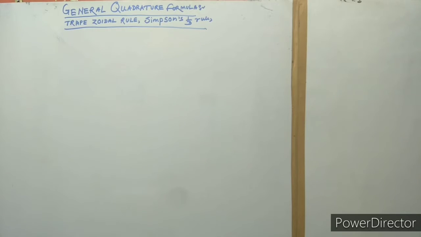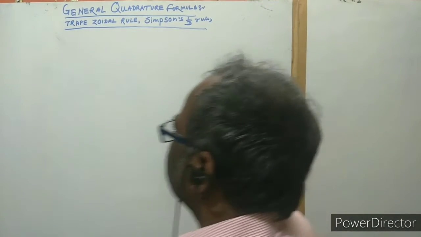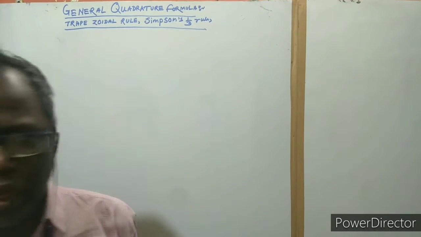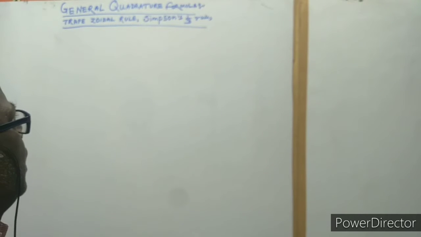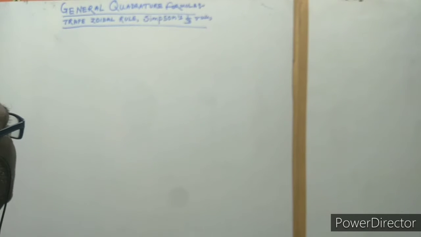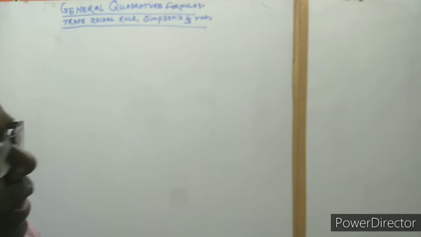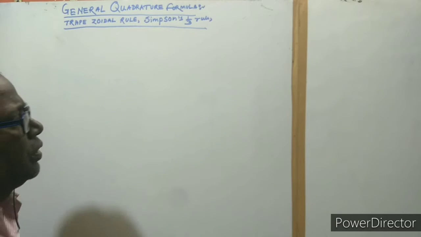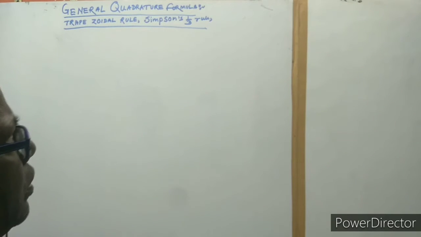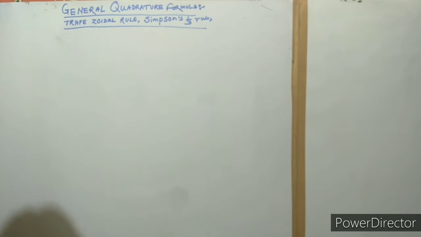This is a discussion about numerical integration. We first form a general quadrature formula and use this formula. We can take the help of Newton's forward formula, then we form the Newton-Cotes formula. After that, using that formula, we find the Trapezoidal rule and also Simpson's rule.